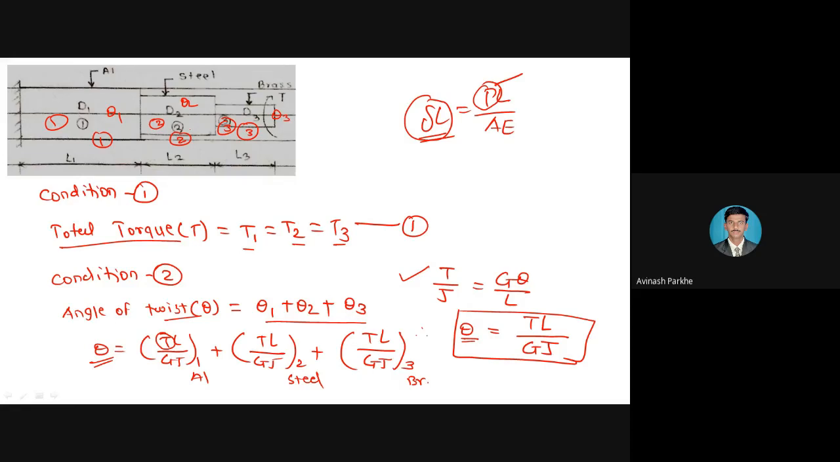So please write down these two conditions in your notebook. That is, total torque is equal to T1 is equal to T2 is equal to T3, and total angle of twist is equal to theta 1 plus theta 2 plus theta 3 plus so on. It depends upon the number of shafts connected to each other. So take these conditions in your notebook. Based on this, we'll solve one problem. Then you can understand how the statement will be given and how to calculate those parameters.